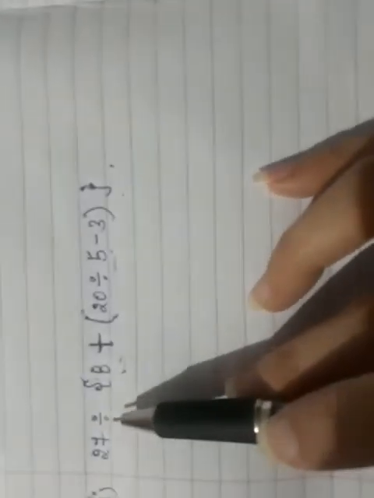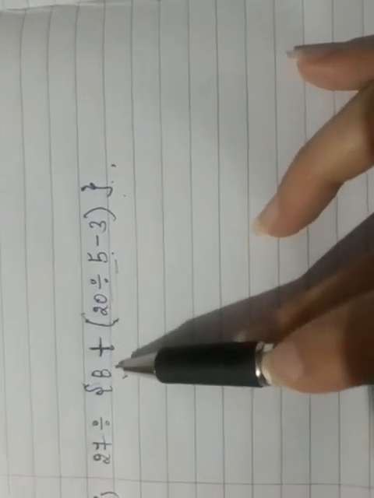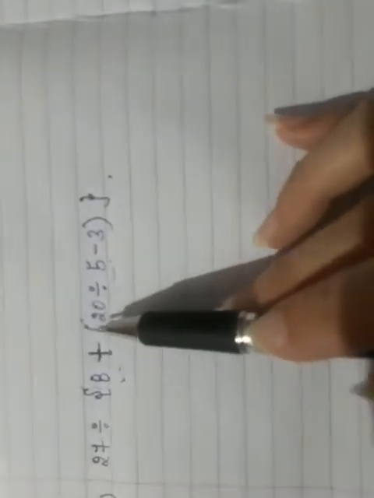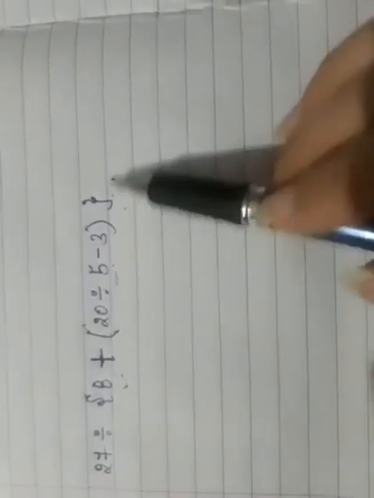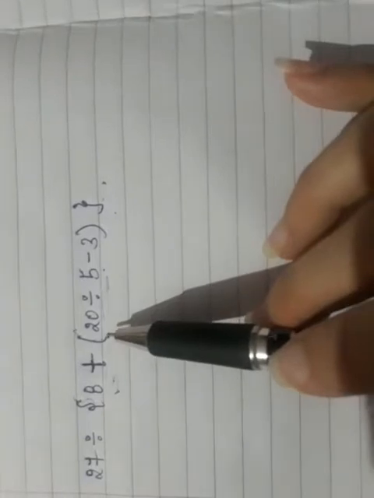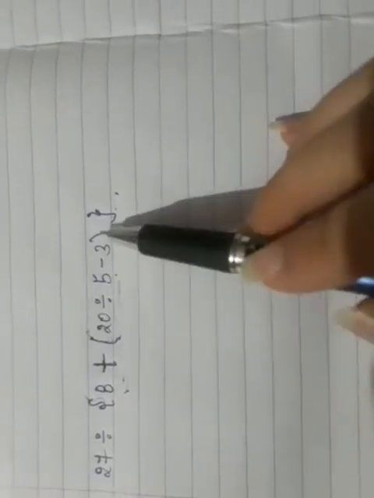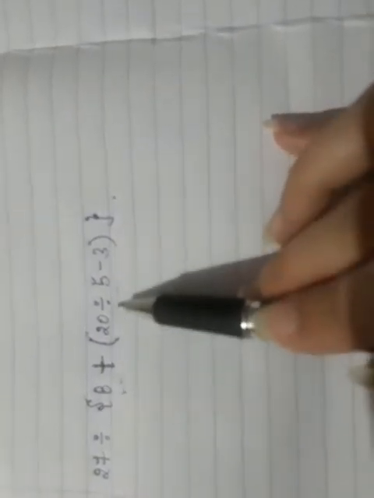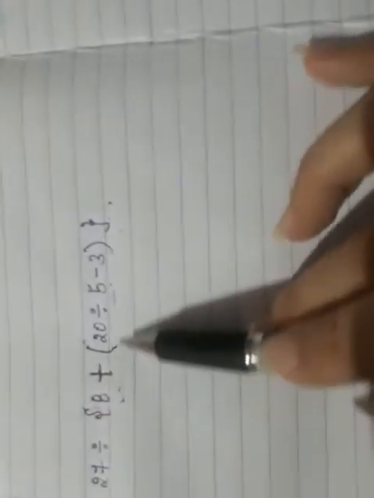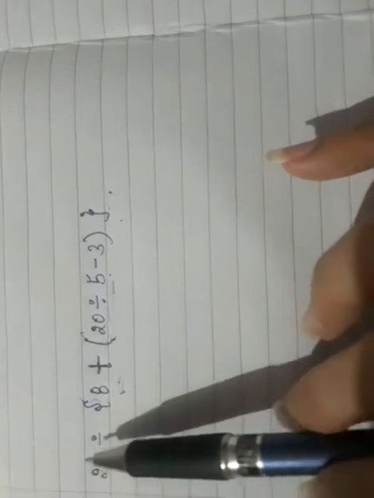Now we look at how to simplify an expression having brackets. Here you can see that there's a small bracket and a curly bracket also. So the first thing that we'll do is solve the expression inside the small bracket, and then we'll solve the expression in the curly bracket, and lastly 27 will be divided by the number that we'll get after simplifying this expression.